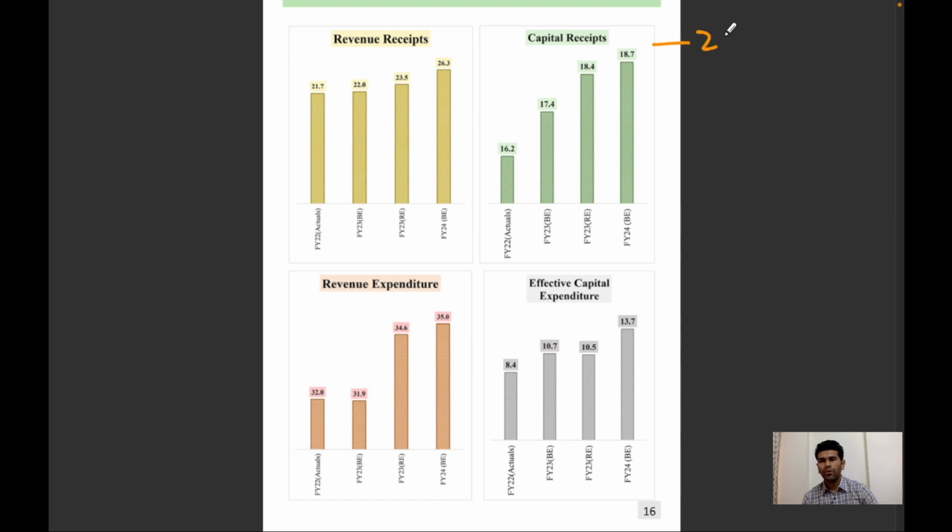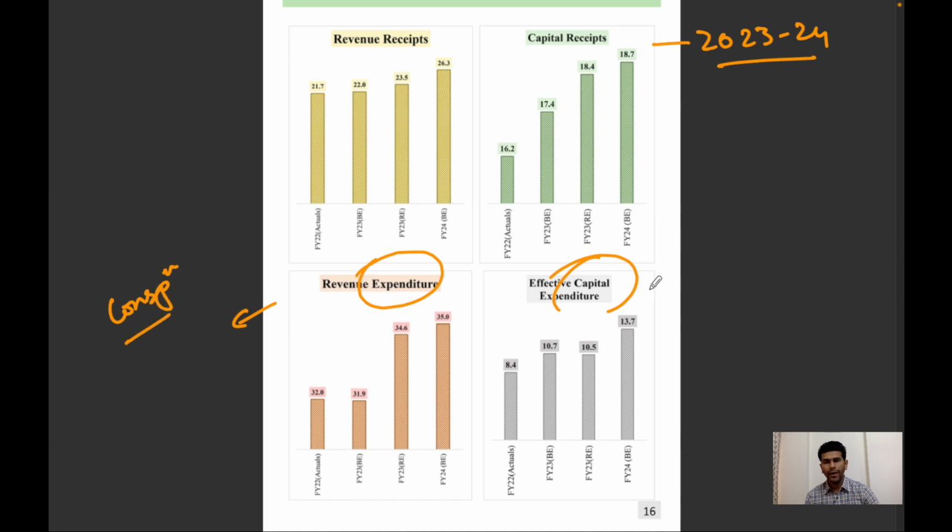Let's discuss the 2023-24 budget. Here, revenue expenses and capital expenses are given. Revenue expenses are used for consumption purposes and capital expenses for investment purposes, for example infrastructure projects, etc.